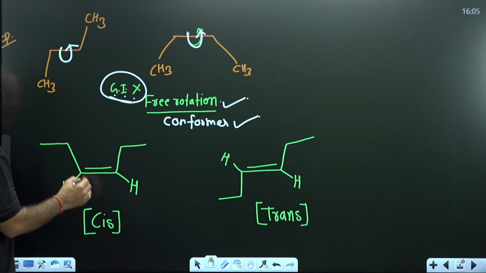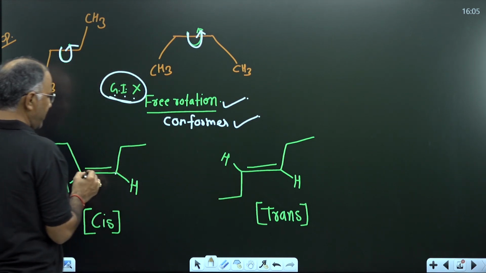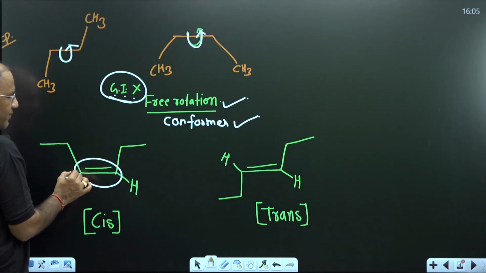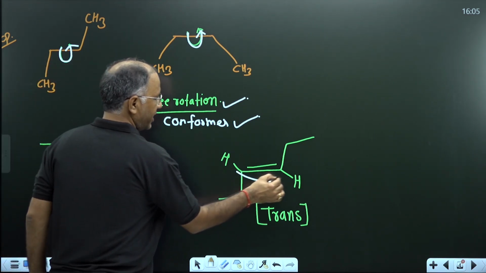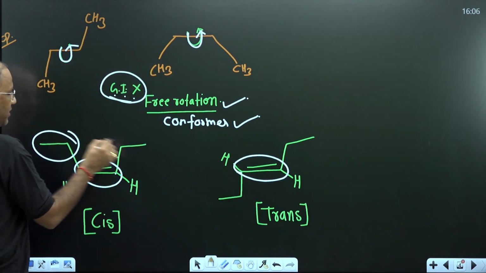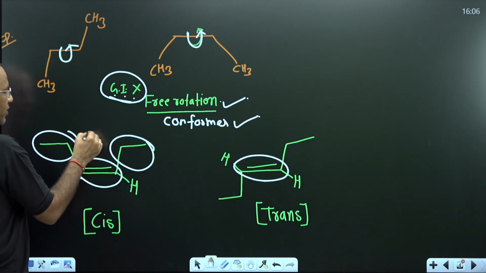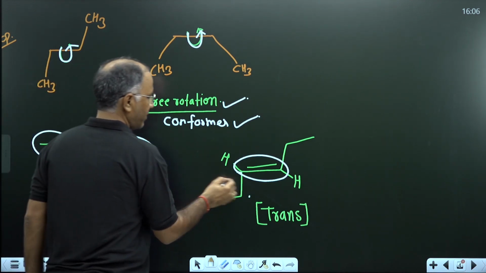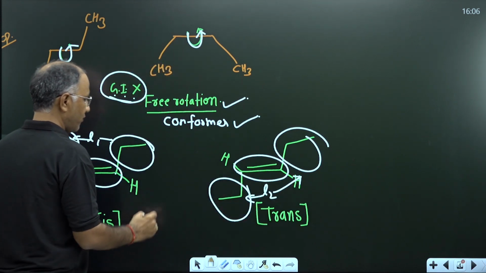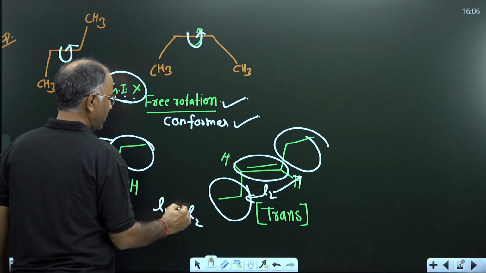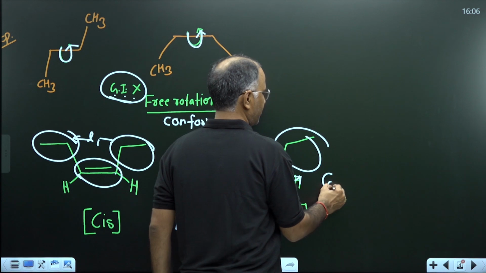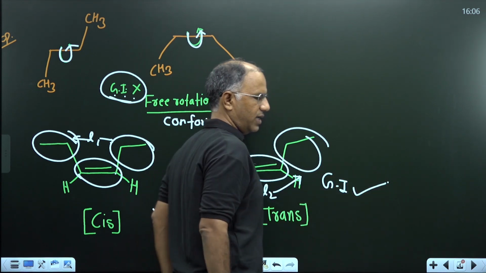Now in this example, they are stereoisomers. Yes, they are stereoisomers because of 3-hexene, same IUPAC nomenclature. Rotation is restricted? Yes, because of the pi bond. And the third condition is areal distance. Just make a circle on the remaining group. The distance is L1 and the distance is L2. What is the relation between L1 and L2? L1 is not equal to L2. So are they geometrical isomers? Yes, they are geometrical isomers.